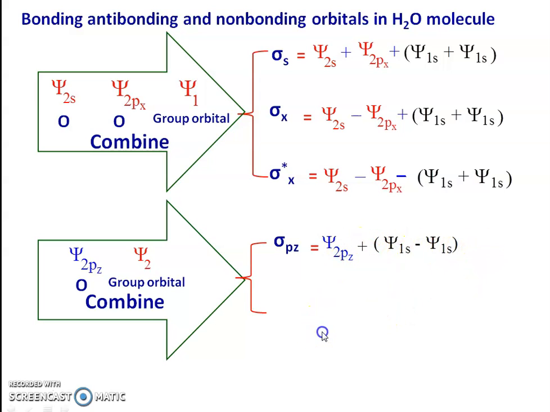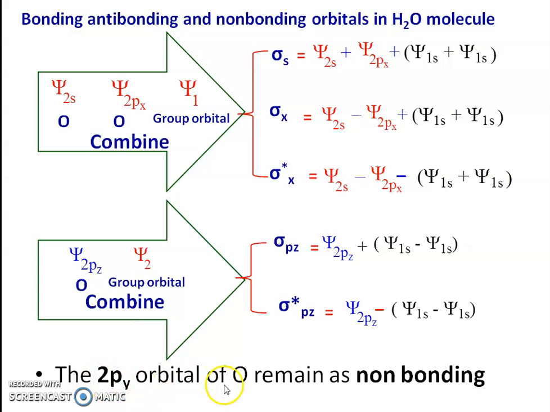So this is the in phase combination. Another orbital is sigma star pz, which is equal to psi 2pz minus psi 2. Here there is an out of phase combination, and you know psi 2 is equal to psi 1s minus psi 1s. So in this way these are the 5 molecular orbitals, and the 2py orbital of oxygen remains as a non-bonding orbital. So this is the summary of formation of various molecular orbitals in the water molecule.